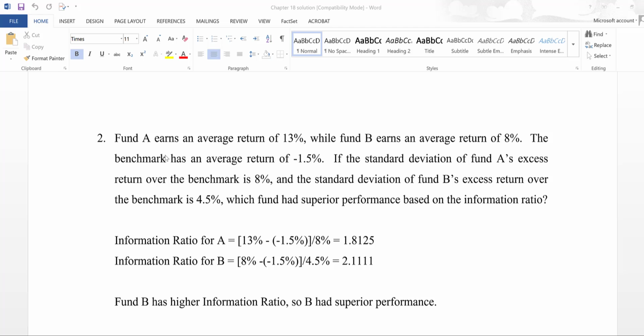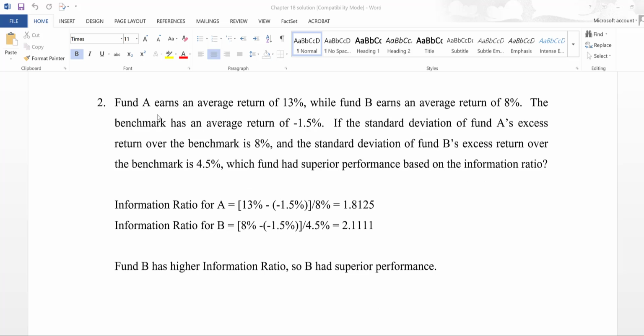So here we are given information about two funds and we have to compare their performance using the information ratio. Fund A has an average return of 13%, B has an average return of 8%. The benchmark has an average return of negative 1.5%. So the benchmark actually has a negative return, the same benchmark for A and B. The standard deviation of fund A's excess return over the benchmark is 8%. For fund B's excess return over the benchmark it is 4.5%. So which fund has superior performance based on the information ratio?